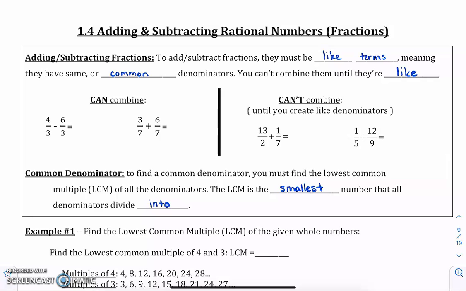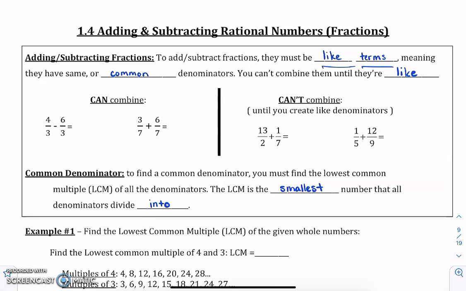Fractions are no different than any other term that you would try to add or subtract. When you add and subtract things together, they have to be alike. Same thing with fractions. To add and subtract fractions, they must be like terms, meaning they have the same or common denominators. So you can't combine them until they have that common denominator.